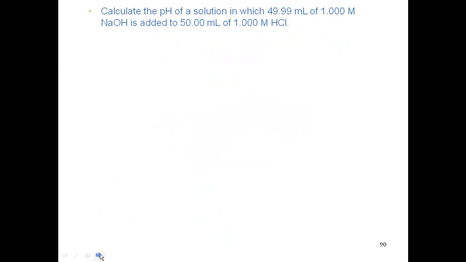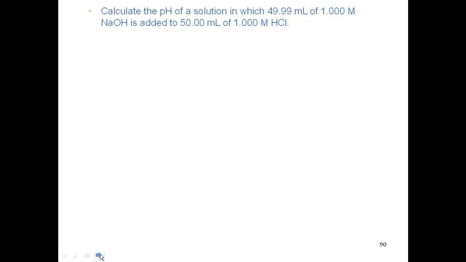Let's look at this reaction now. We're going to calculate the pH of a solution in which 49.99 milliliters of 1 molarity sodium hydroxide is added to 50 milliliters of 1 molarity of HCl. Okay, so is it a single solute or is it a reaction? It's a reaction. Is it a neutralization or is it a buffer? Neutralization. So the first step is figuring out your millimoles.